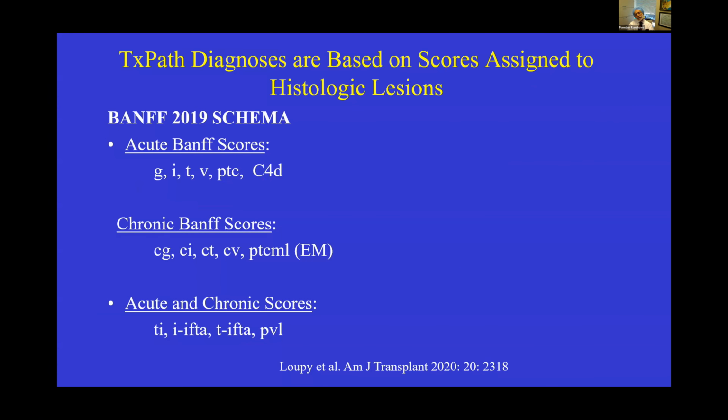The second point I want to make is that transplant pathology diagnoses, as you all know, are based on scores assigned to histologic lesions. So the BANF 2019 schema has listed these lesions. There are acute BANF scores, g, i, t, v, ptc, C4d, chronic BANF scores, cg, ci, ct, cv, ah, and then we have acute and chronic scores, total inflammation, i-IFTA, t-IFTA, and polyomavirus load.